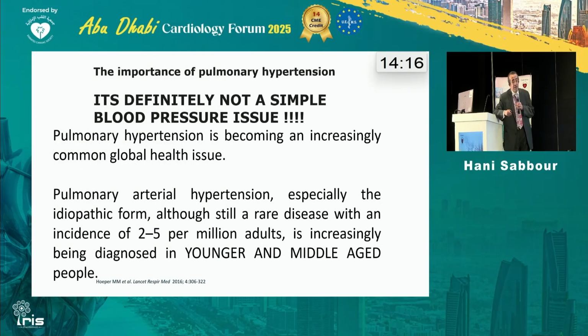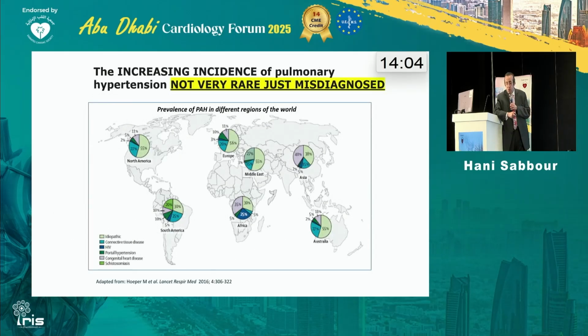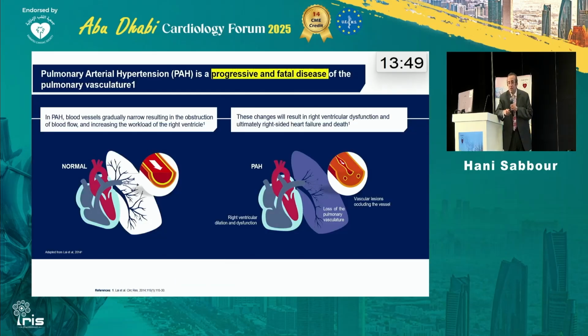So first of all, what is pulmonary hypertension? It's not a simple blood pressure issue, and it's becoming more and more common. It strikes younger and middle-aged people, and it is not really rare, it's just undiagnosed in clinical practice. Data from all over the world show that the commonest cause is idiopathic, followed by connective tissue disease, and in our region congenital heart disease is also very common.